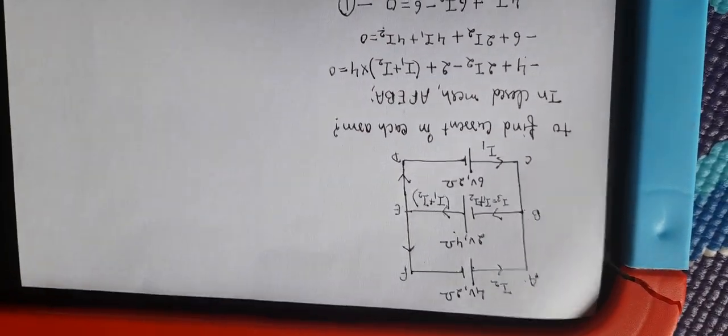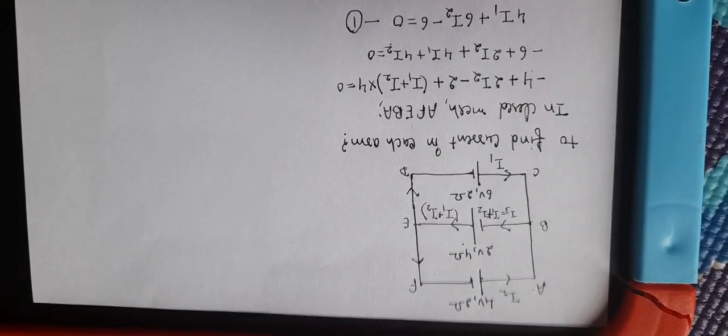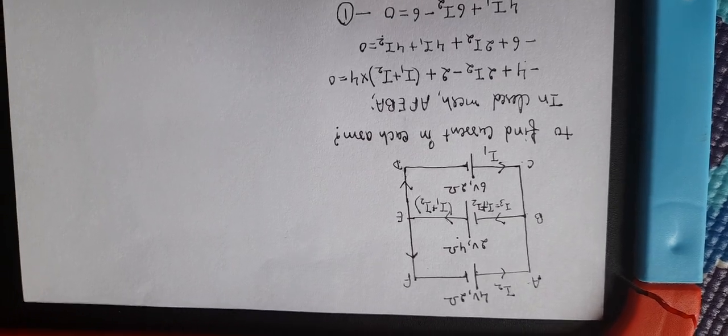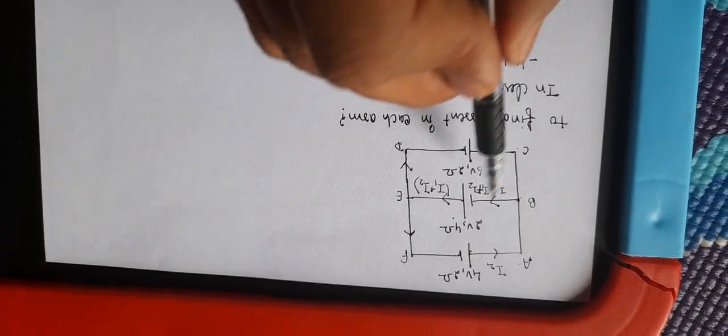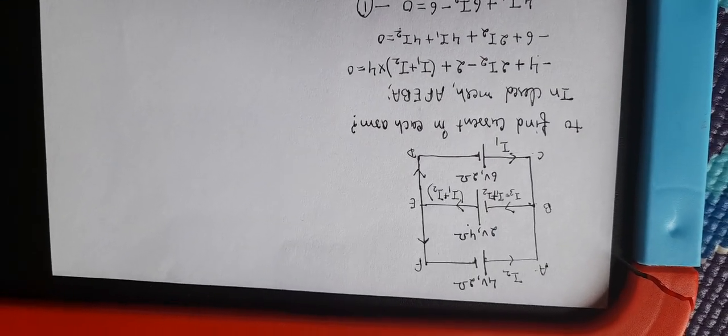Similarly, I can use another equation, that is in closed mesh BEDCB. Now again I am moving in the clockwise direction. From B to E, first is the negative terminal, so we write it as a positive plus 2 volt. Again we are moving in the direction of current, so we have minus 4 times I1 plus I2.